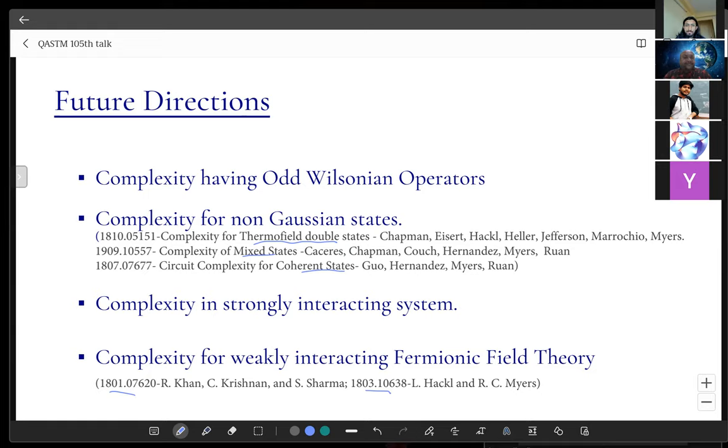Like, these future directions are very important. Particularly this strongly interacting system for CFTs. It's very important, right? This formalism, I think one needs to modify completely, because whatever we did will not work. And this fermionic theory, I think people have done for massive fermions or something like that. But if it is a fermionic effective field theory and you have more terms, then what will you do? That also people have done.